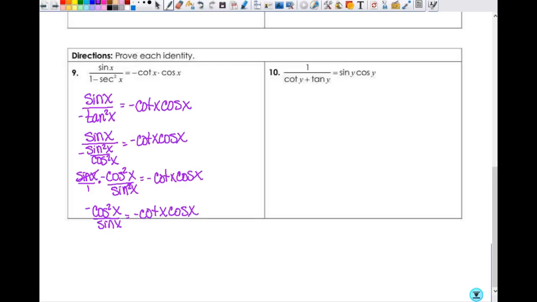So remember, my goal here is to make these two look the same. Well, if I split this up, and let's see, do it over here, and I make this negative cosine x times cosine x over sine x. So this, I'm splitting it up even though it's multiplication, equals negative cotangent x cosine x. So then here, this cosine x stays cosine x. This is going to become cotangent, so I end up with negative cotangent x cosine x equals negative cotangent x cosine x. And I'm done.